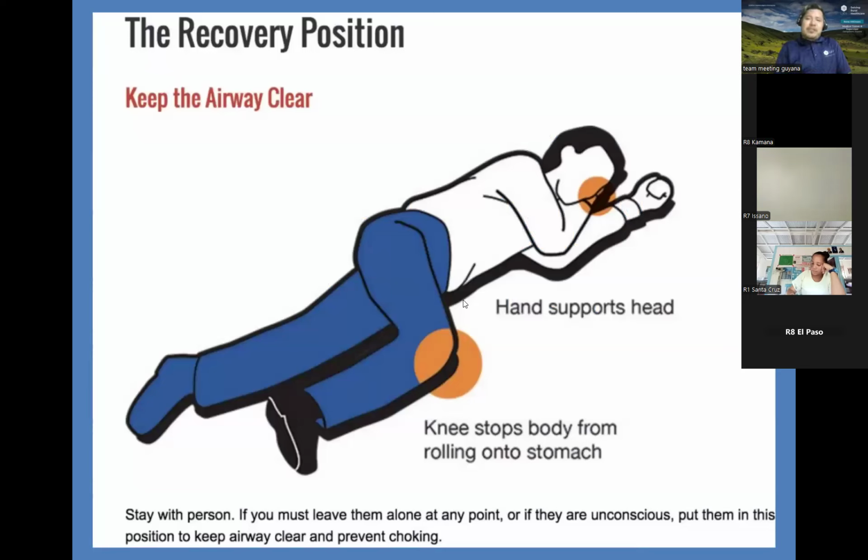I have an image here of the recovery position. You will not be able to see it, but on the presentation when I send it, you will see what the recovery position looks like. It's very simple. When you put the patient in a recovery position, you don't leave them. You want to stay with them until they regain consciousness. And when you put them in this position, it keeps the airway clear and prevents them from choking on their own saliva or any other obstruction in the mouth that could obstruct the airway.